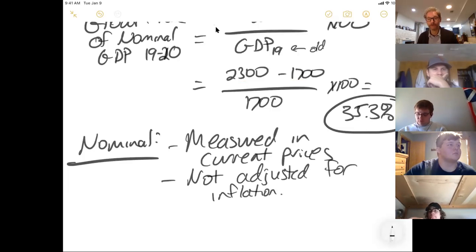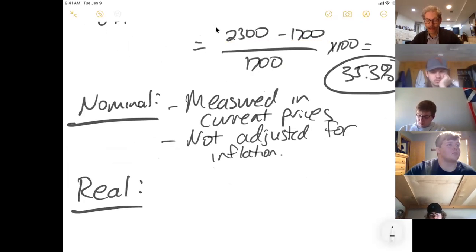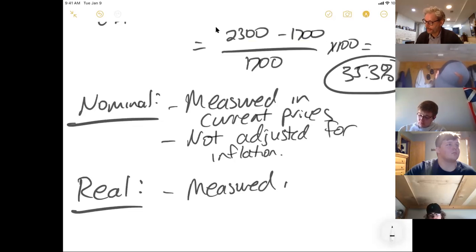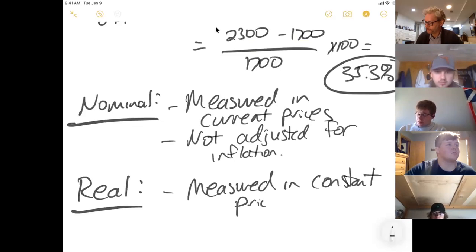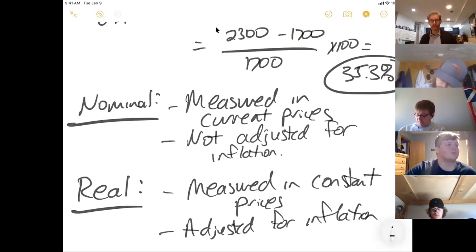If we're going to compare data over time, what we need to look for is a real measure, okay? And so when economists use the word real, what are we talking about? We are talking about data that's measured in constant prices. In other words, data that is adjusted for inflation.